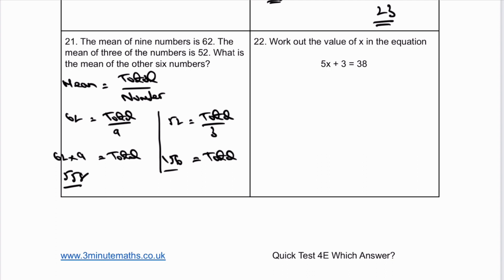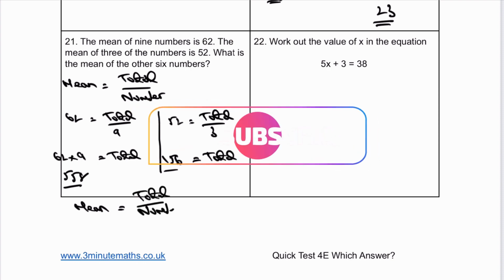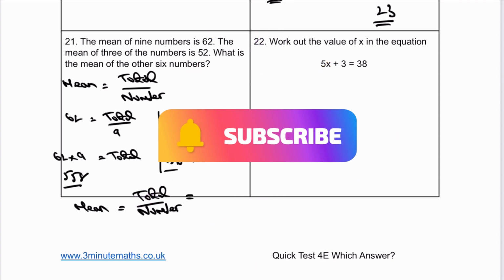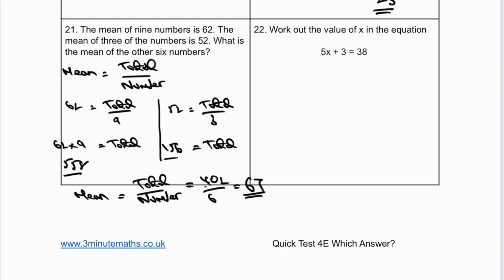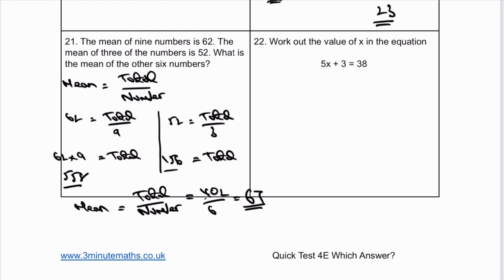Well, the mean is going to be the difference in totals divided by 6. So if I just write this at the bottom here, the mean is going to be the total divided by the number. Okay, well, the total is 558 minus 156, which is 402, all divided by 6. So the value of the mean for the 6 numbers will be 67. I'm sorry I've had to squeeze that a little bit onto the image, but I hope you can see that okay.